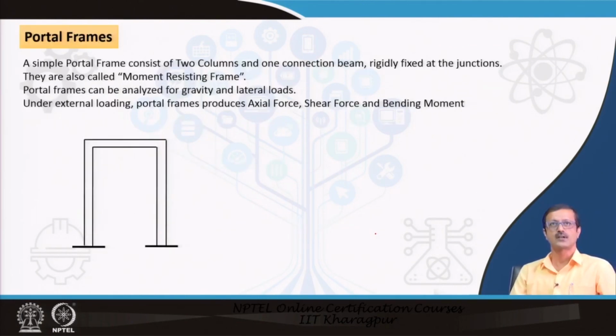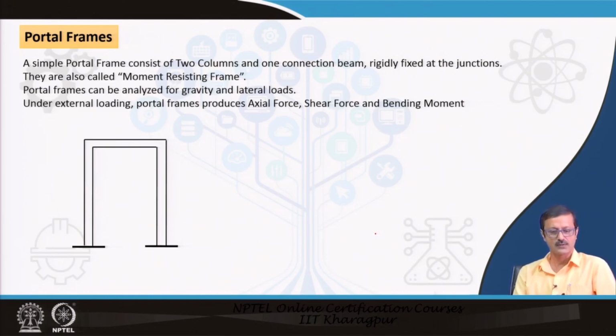So, finally the portal frame. What you have seen here in this particular PPT is the simplest kind of portal frame, which has 2 columns and 1 beam. This is also called the moment resisting frame, and this particular frame is analyzed for the axial force, shear force and the bending moment. So, all 3 types of forces it will carry. It is not like a beam. Beam does not carry the axial force. Beam carries bending moment and shear force. Truss carries only the axial force, but portal frame carries all 3.